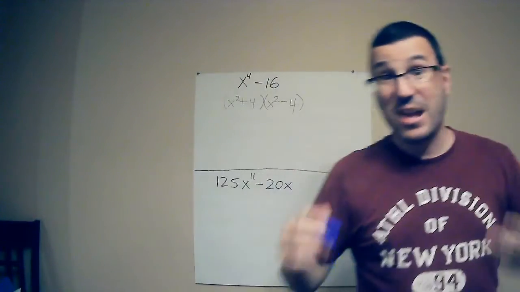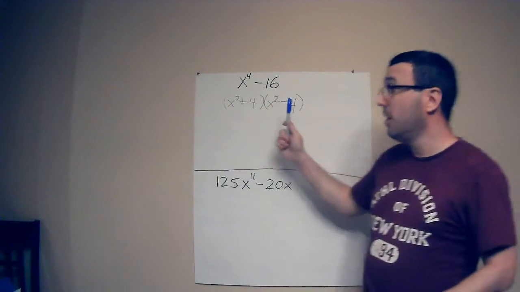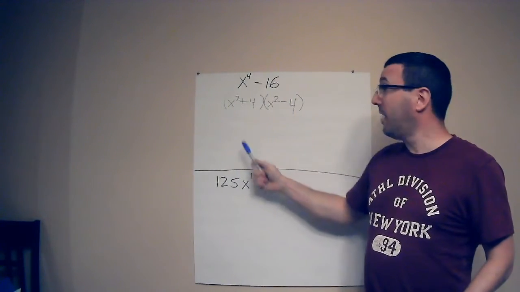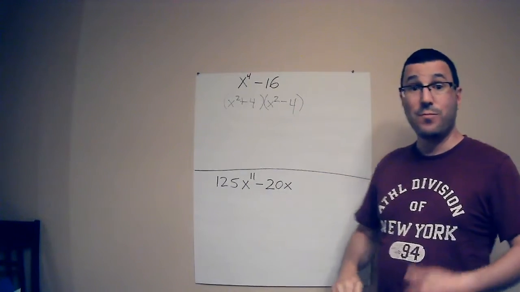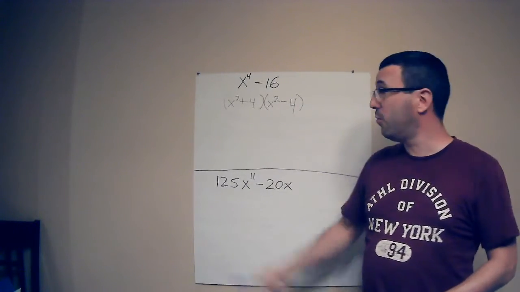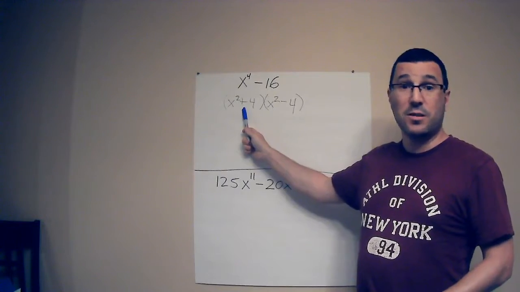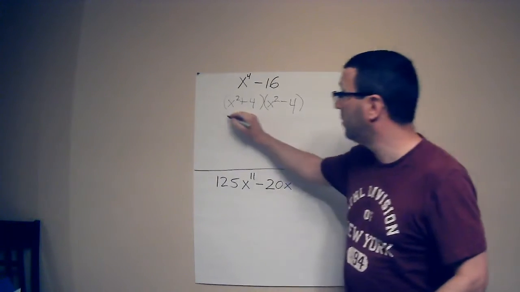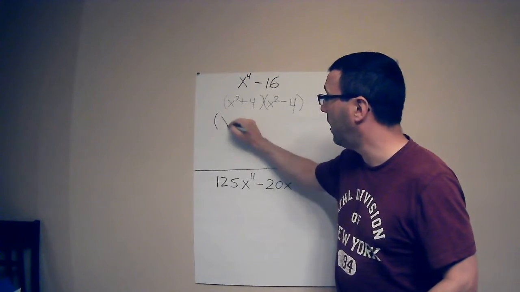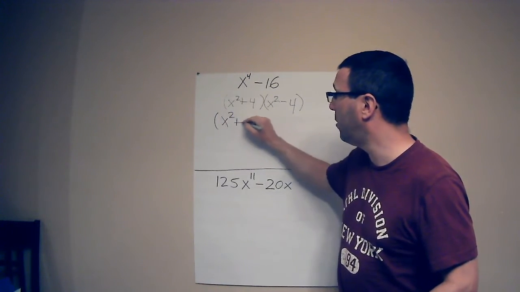Now I continue to go back and I ask my questions. Do I have greatest common factor? No. Are either of these difference of two squares? Well, that's plus, so it's definitely not difference. So I'm going to write that down again: x squared plus 4.